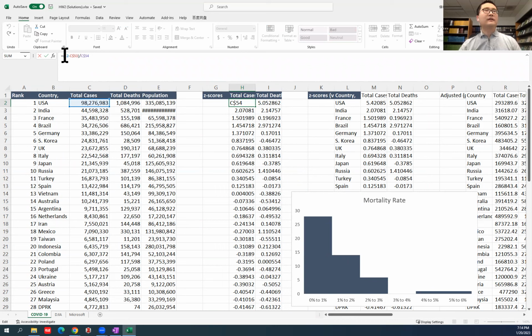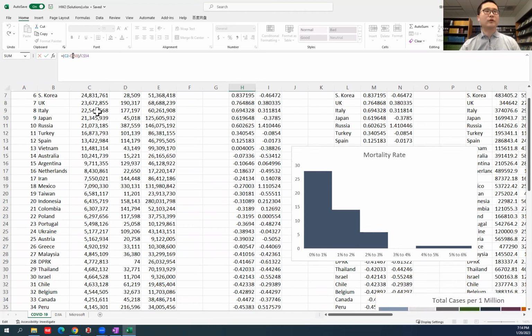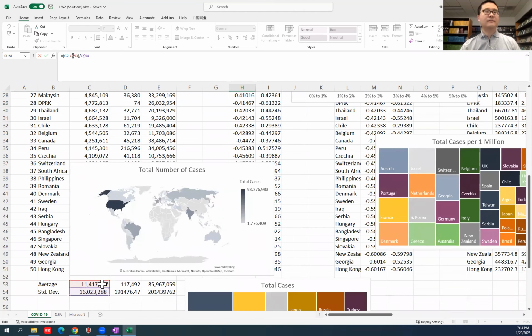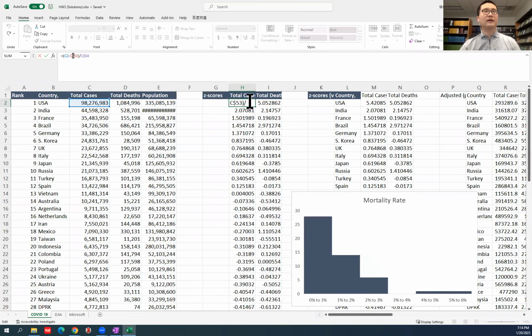Here, the C2 is a case of use of relative reference. That's when we do not use any dollar signs for either the column or the row index. However, if we put a dollar sign, for example, in this C53, it announces that this 53, the row index for average, will stay the same no matter where we autofill this formula.